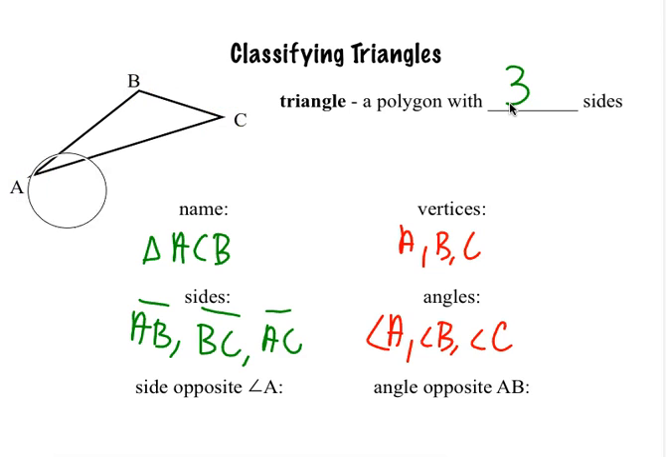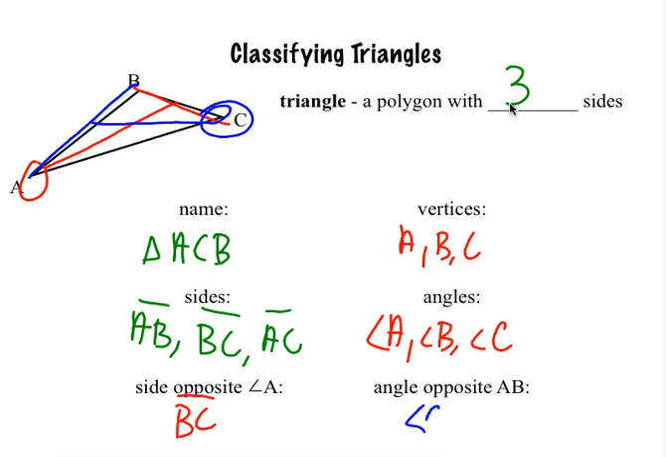Now the side opposite angle A: we'll find angle A, go through your triangle, and we hit side BC. Now the angle opposite side AB: here's AB, go through my triangle and I hit angle C.